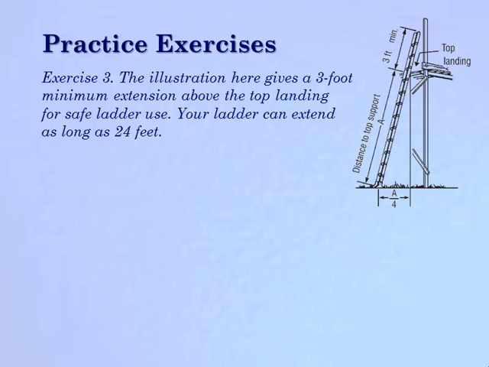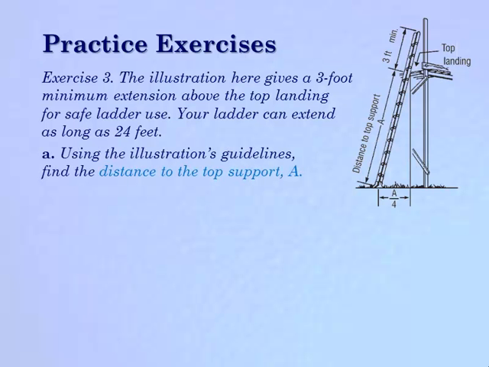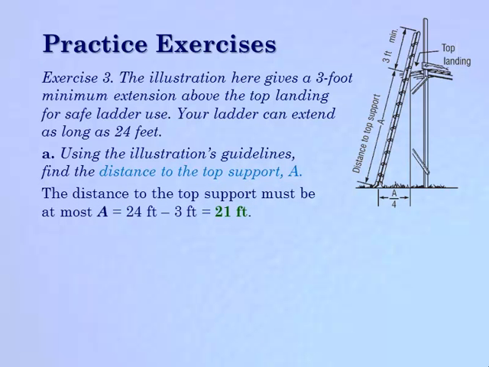Alright, so now let's look at exercise 3, where the illustration here shows you a 3-foot minimum extension above the top landing for safe ladder use. So this is a little like the problem that we saw in the example. In this case, we're going to be more realistic and say that the ladder has to extend 3 feet above the top where we step off. So again, we have a 24-foot ladder, and using the illustration guidelines, we have to find the distance to the top support A. It's clearly 24 feet minus 3 feet equals 21 feet.